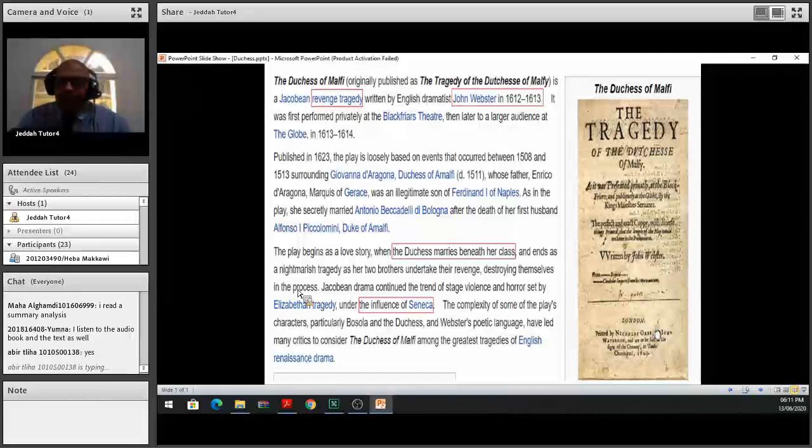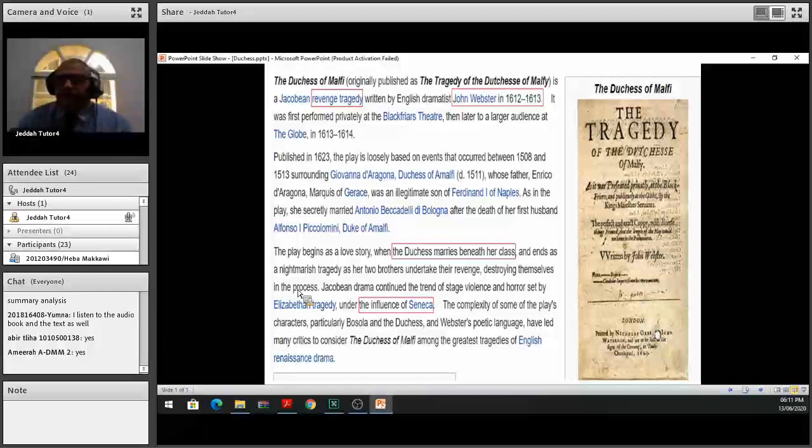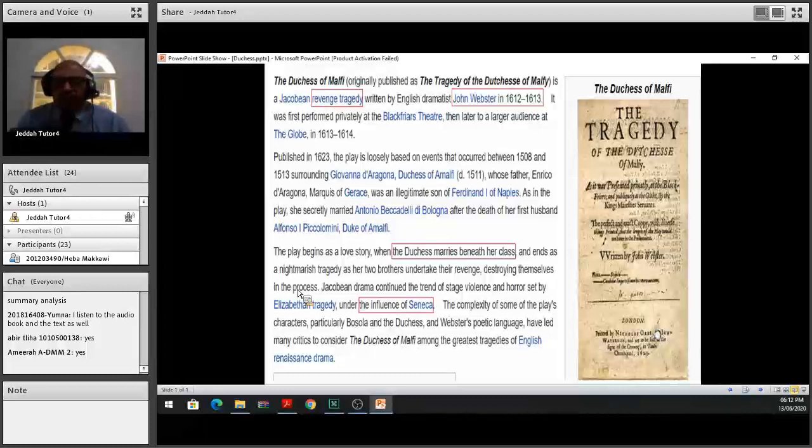Okay, what does it say? It says that The Duchess of Malfi is a Jacobean revenge tragedy. So it's a revenge tragedy that belongs to the Jacobean age. The Jacobean age is the age that came immediately after the Elizabethan age. So more or less, it has the same conventions and the same set of traditions, if you like. Okay, so it's a revenge tragedy.